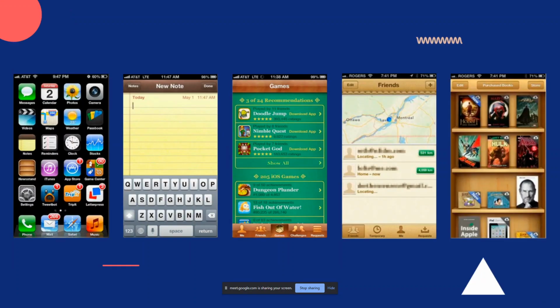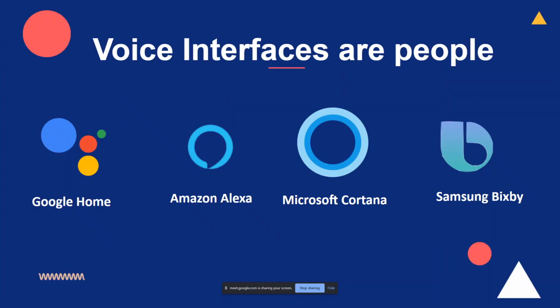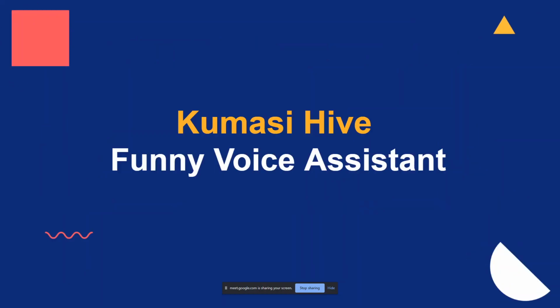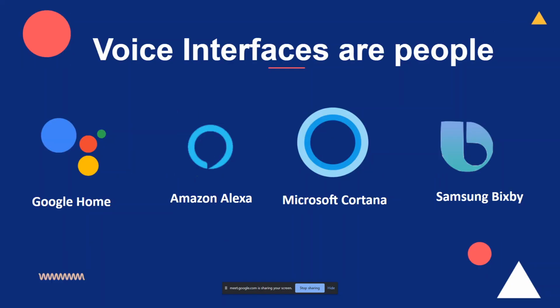And let's look at some of the activities that voice can help us do. What if we could replace activities like searching for apps on your screens, typing your to do list, playing a couple of games, searching for friends, and even reading some of your books, with voice assistants like Google Home, Amazon's Alexa, Microsoft Cortana, and Samsung's Bixby? We could make our lives way easier, right?